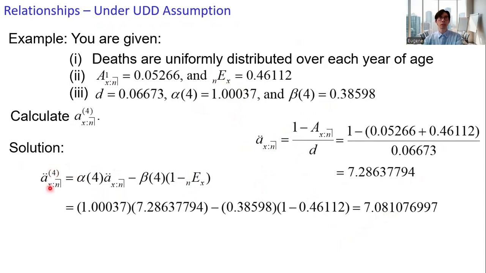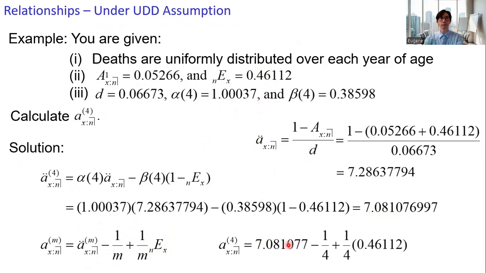We need to get the quantity for the annuity immediate. Using the relationship between the annuity due and annuity immediate, with M equals 4, the first term is calculated, and then 1 over 4 for the second term, the last term, 1 over 4 times NEX. The NEX is also given. And upon calculation, we get the answer, 6.9464.